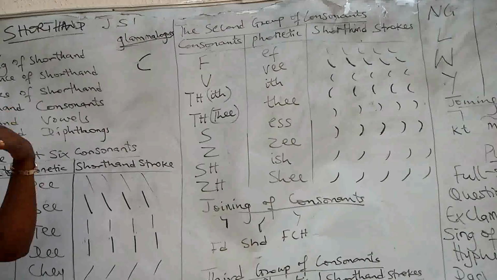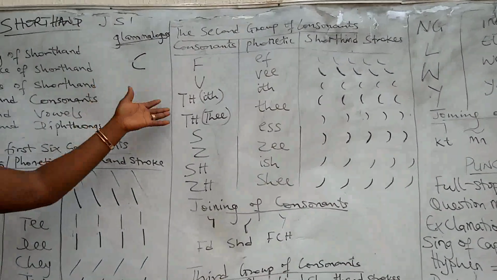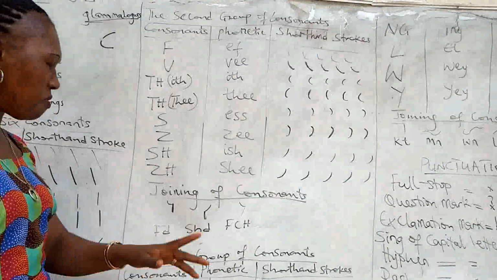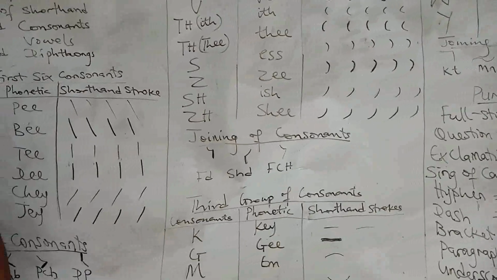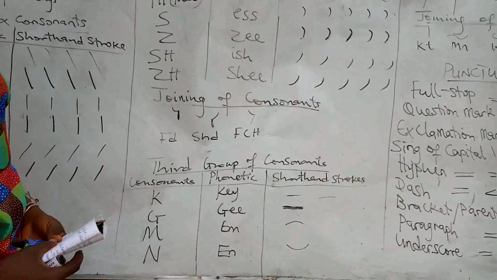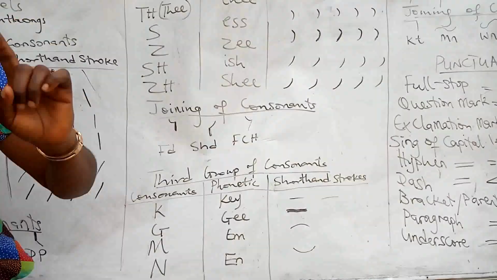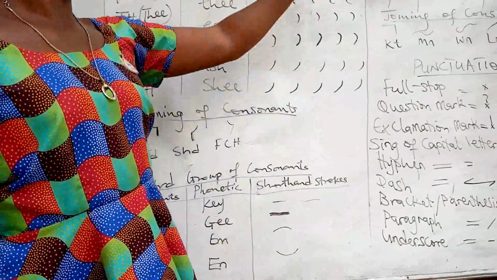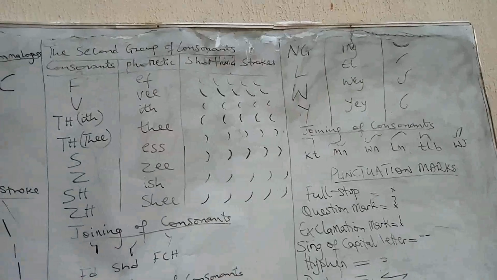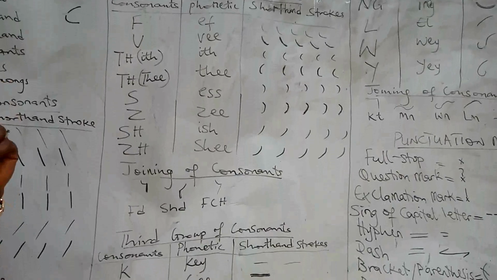So you continue with others, you join as many as you can, matching the first and second groups, join them and move on. Because of time, I cut it short. Then the third group of consonants. They are all light strokes except G and NG. G and NG are the only two that have heavy strokes.